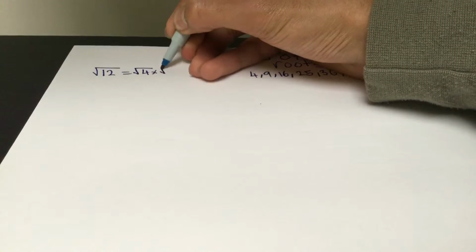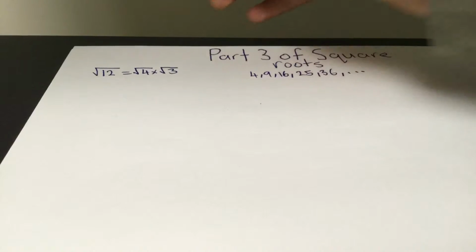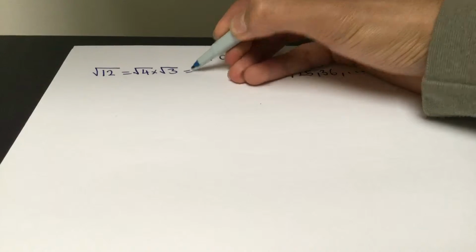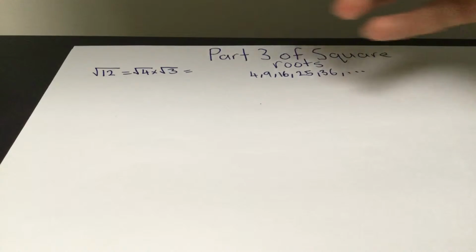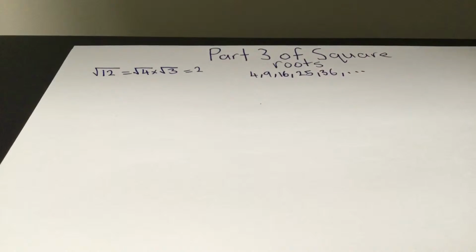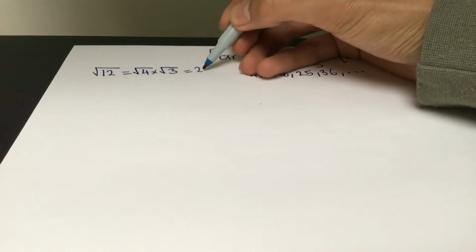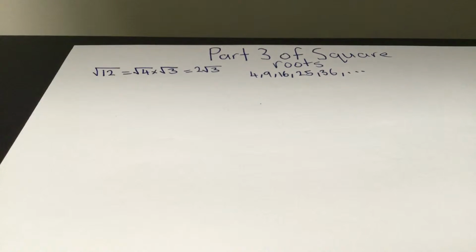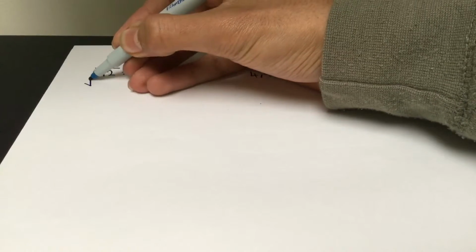So it'll be square root 4 times square root 3. The next thing we need to do is simplify this. Square root 4 gives us 2, and what's left is square root 3. So 2 times square root 3. That's our answer.